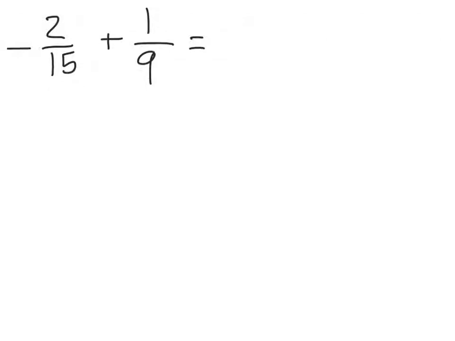Whenever you add or subtract fractions, you have to have a common denominator. So that's what we're going to work on first. The way I do it is I take the denominators and I factor them into primes. 15 is 3 times 5, and 9 is 3 times 3.